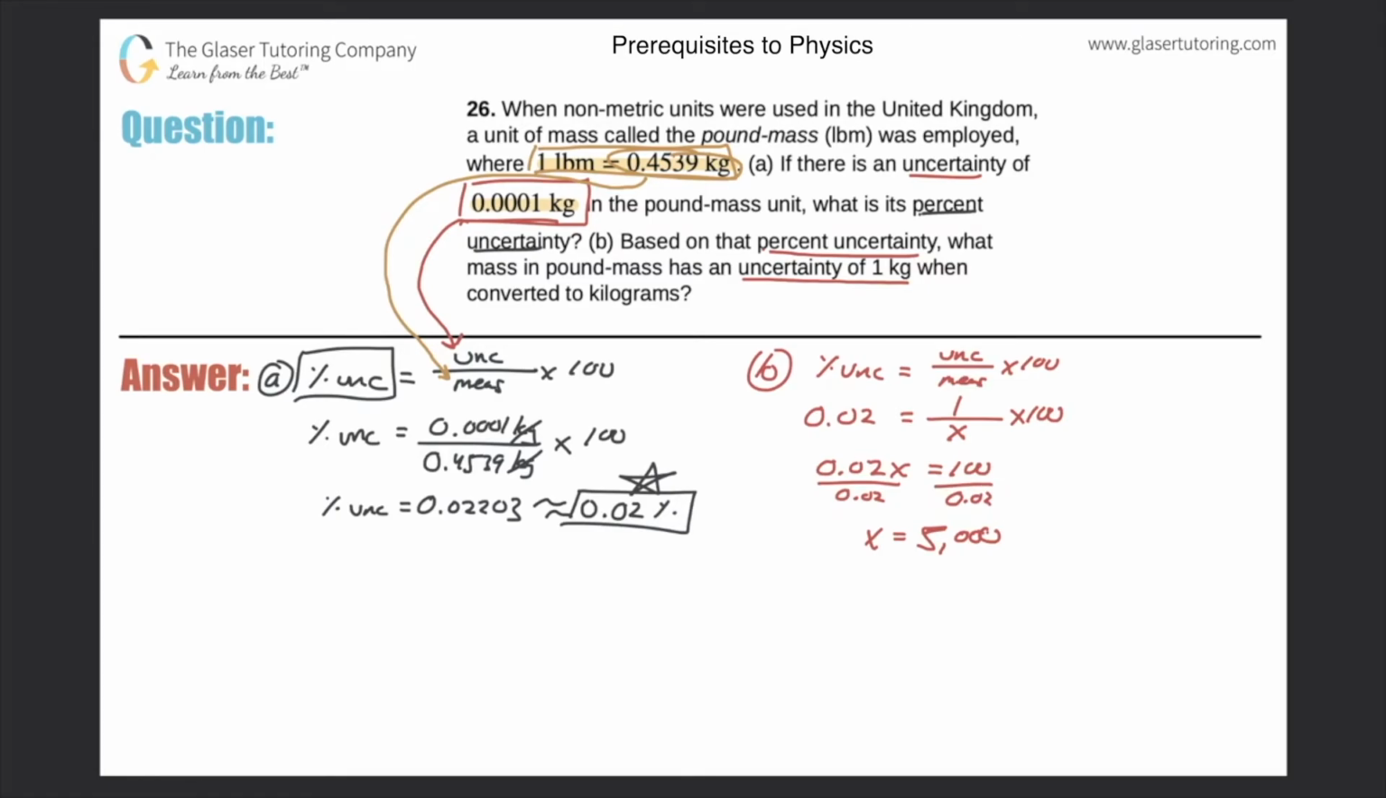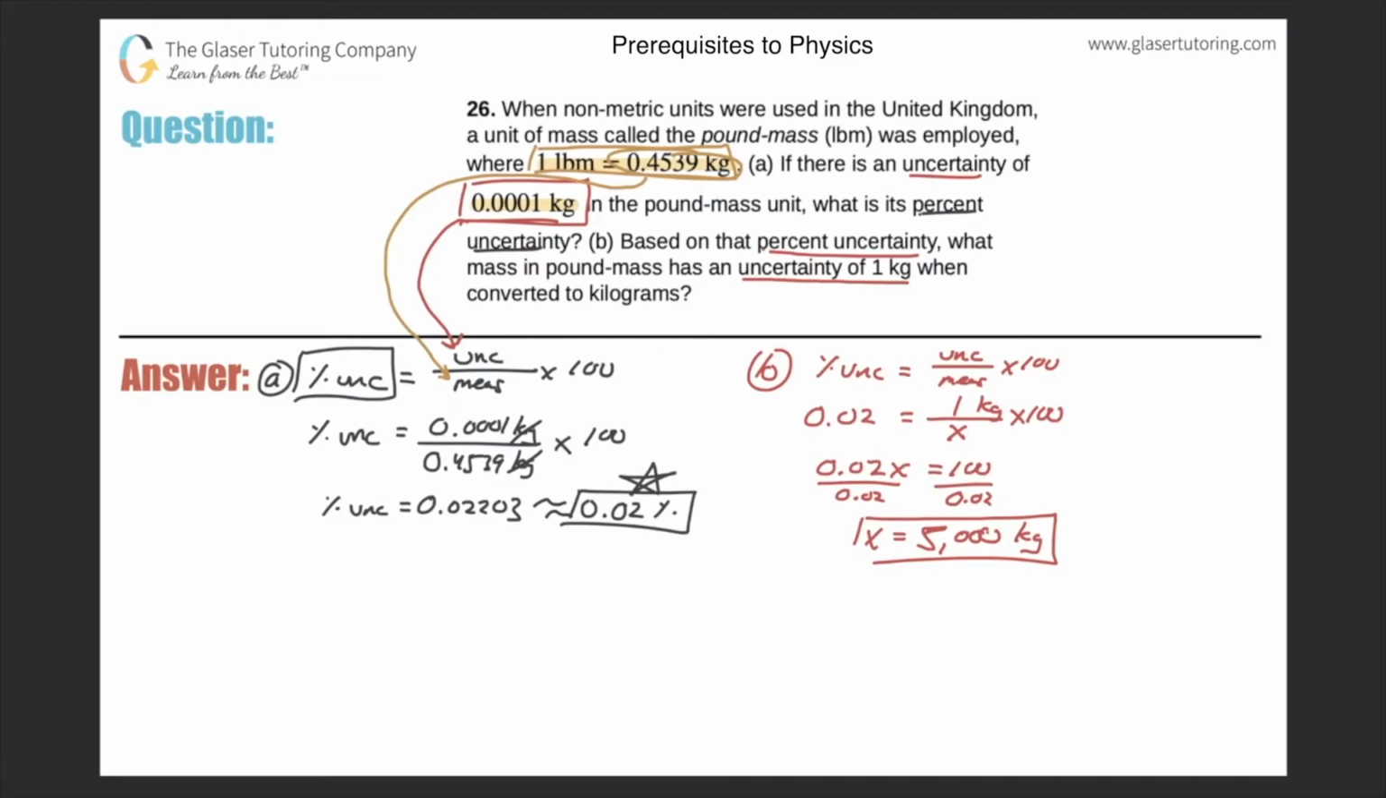Now, consider what the units are. Remember, the value of 1 in the equation represented 1 kilogram. And I just mentioned before that these units have to be consistent between the numerator and the denominator. So what that means is that the value of 5,000 is the value in kilograms. This is the value that is associated with a 1 kilogram uncertainty. 5,000 kilograms. But is that what we wanted?